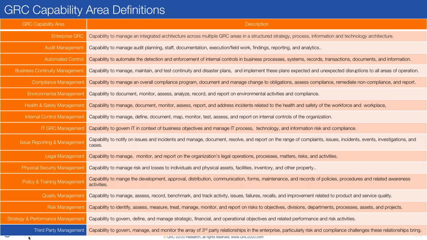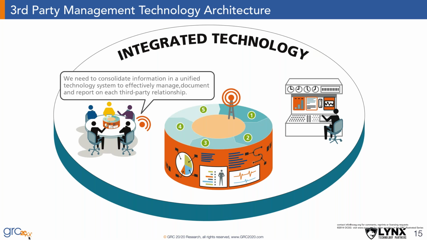But I break out the GRC market into 17 categories, and all those categories are before you here. But third-party management is its own category there at the bottom, with the capability to govern, manage, and monitor the array of third-party relationships in the enterprise, particularly risk and compliance challenges these relationships bring. But if you look across that, there's third-party management aspects to enterprise GRC, to business continuity management, to compliance management, to environmental health and safety management, to IT GRC and security management, the policy management and communicating, supply chain, vendor code of conduct, and other policies, quality management. Third-party management is very pervasive across all these categories, even though it's its own category by itself.